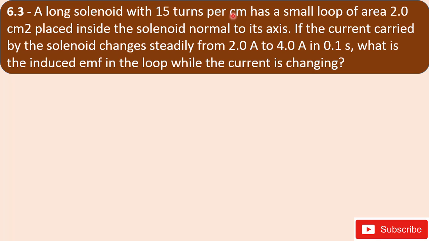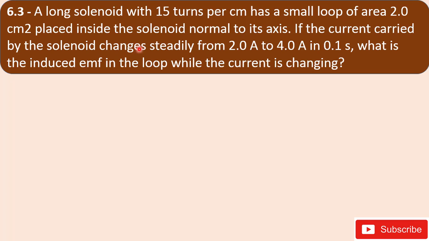Has a small loop of area 2.0 centimeter square. The area of the small loop is given as 2.0 centimeter square. तो कीप इन माइंड यहाँ पे नंबर ऑफ टर्न्स है तो उसमें पर सेंटीमीटर में है और एरिया जो भी है वो भी सेंटीमीटर स्क्वायर में है. So here we have to convert it in meter. Then we can calculate the example, right?